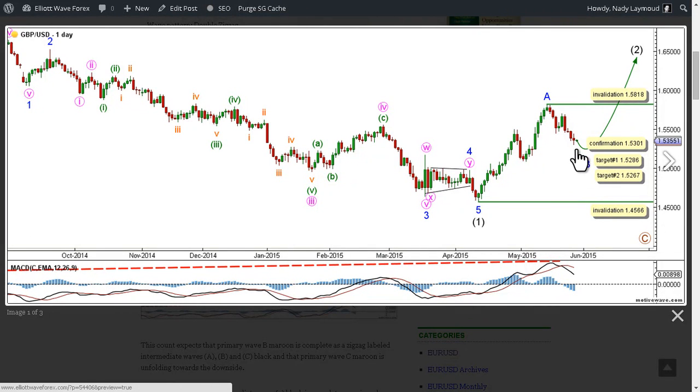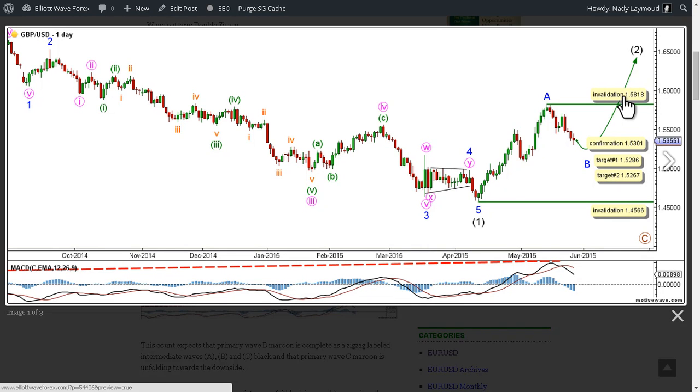As we mentioned, evidence is suggesting that wave B blue is complete and that wave C blue has started to unfold toward the upside, but we are assuming that the trend remains the same until proven otherwise. Therefore it would be confirmed that wave B blue has more to offer toward the downside by movement below 1.5301, and we have two targets for the completion of wave B blue. The first target is at 1.5286 and the second target is at 1.5267, and we will discuss the significance of these targets on the hourly chart.